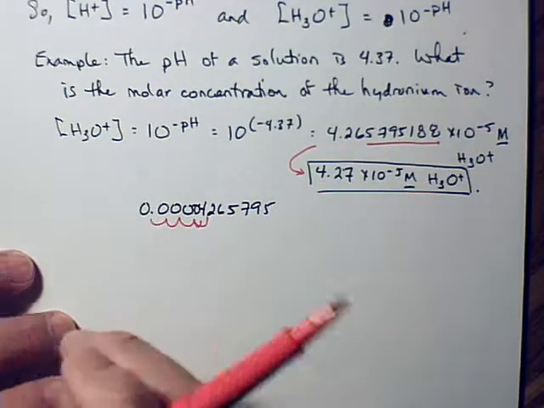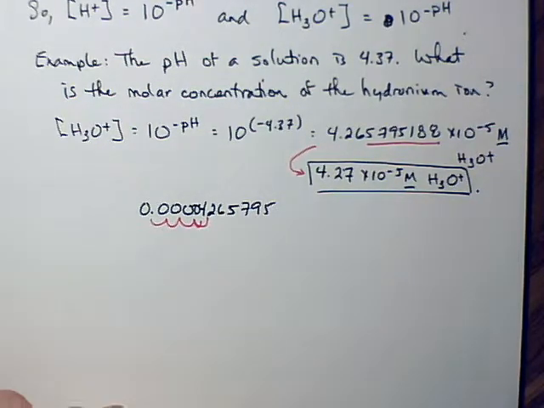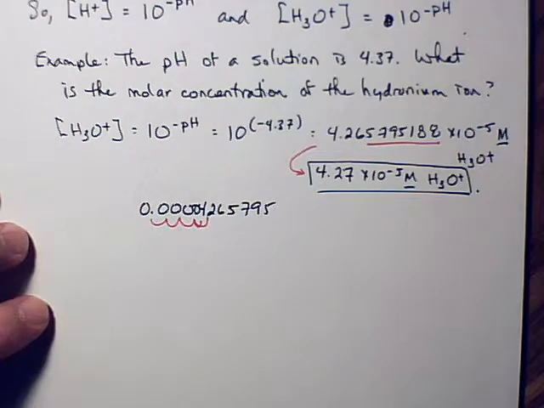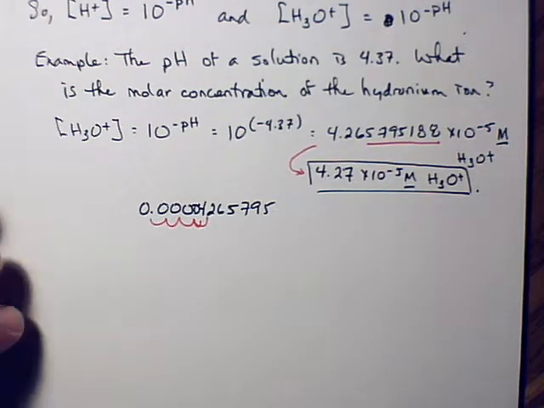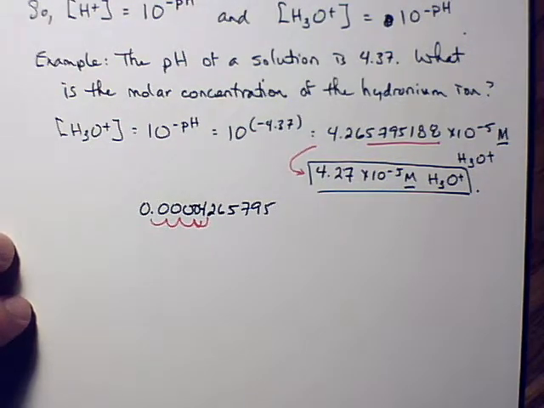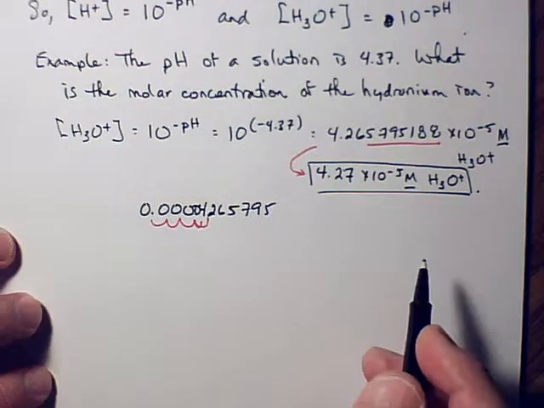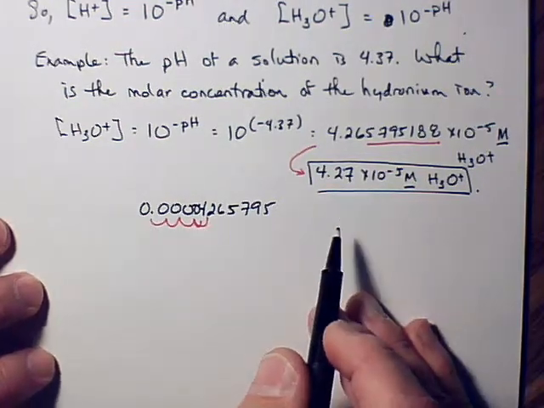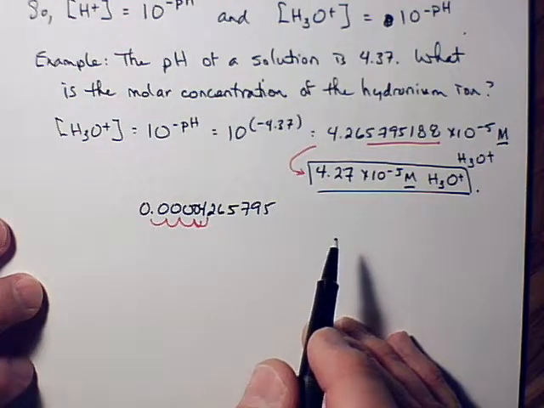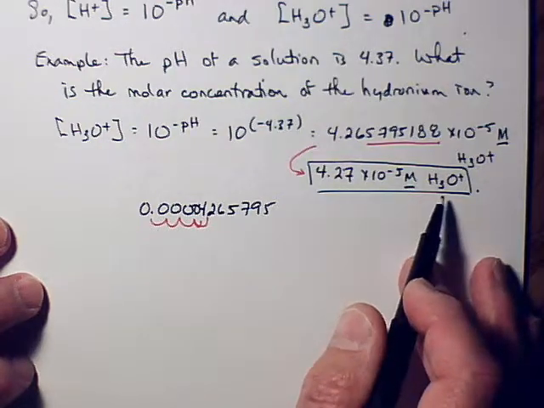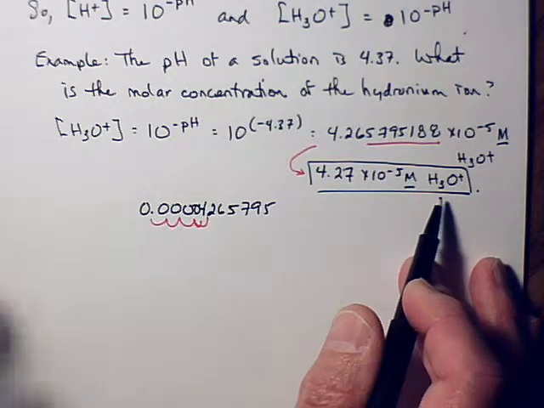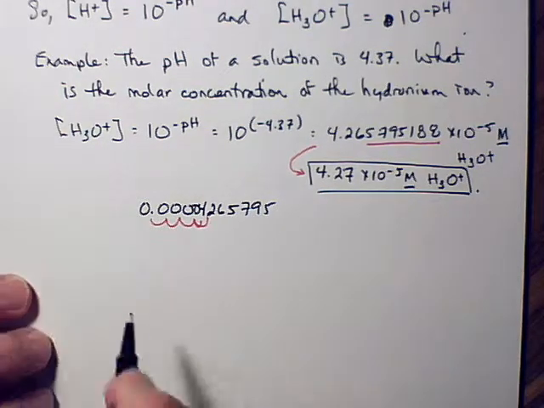So when do we use the log button? Just be patient. We just did a while ago. I used the 10x button and I got it. Okay. The flip side then is if we know the molar concentration of hydronium, then we can use that log button to find the pH. Okay?